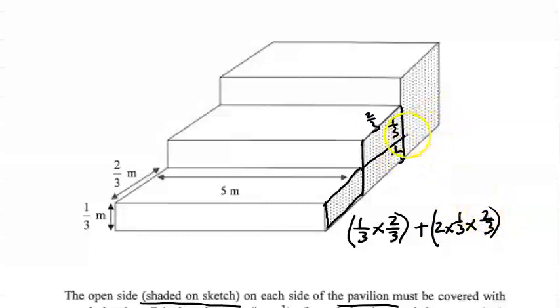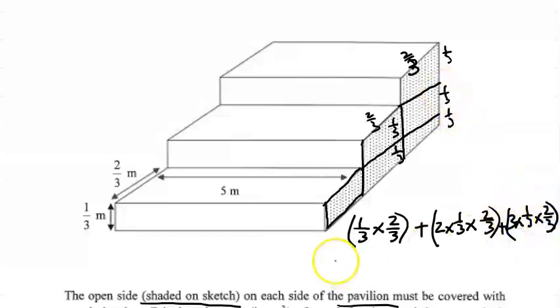Now let's look at the third one. If I break it up even further, I'll get 1 over 3, 1 over 3, and 1 over 3, and then this side over here is 2 over 3. So my third term will be plus 3 times 1 over 3 times 2 over 3. So there are the first 3 terms.